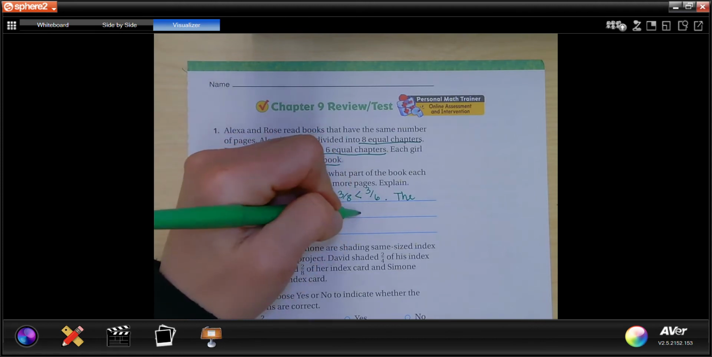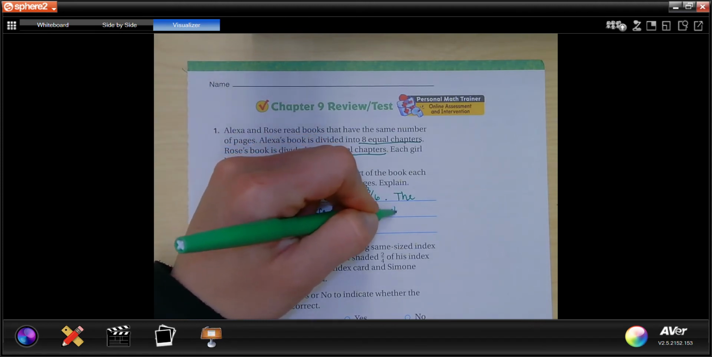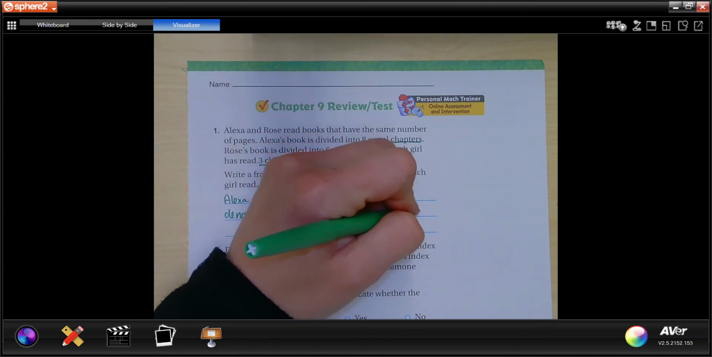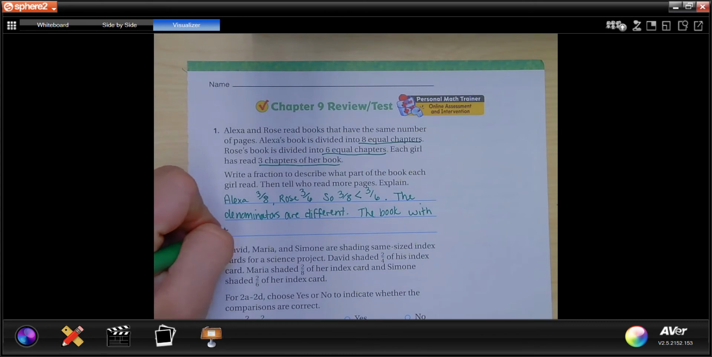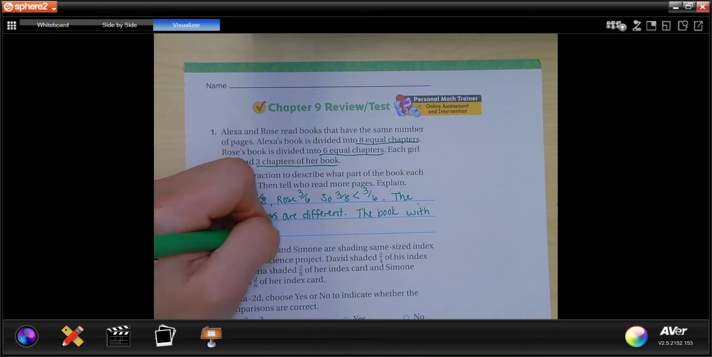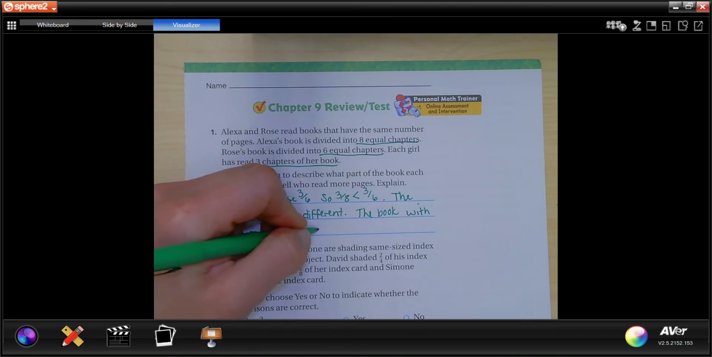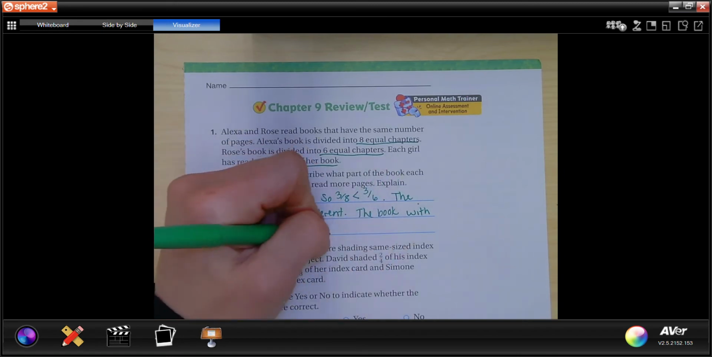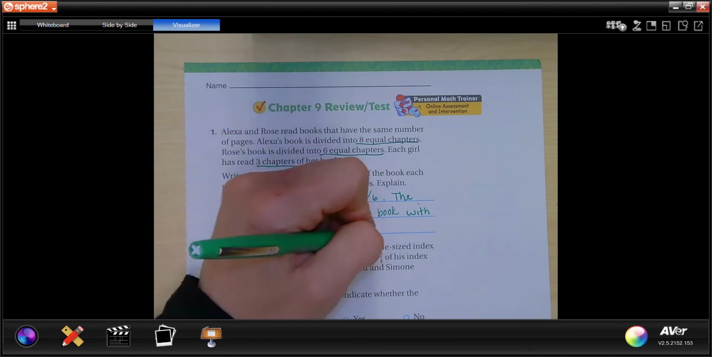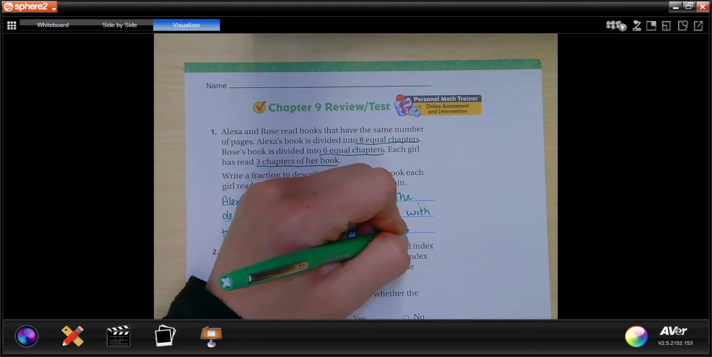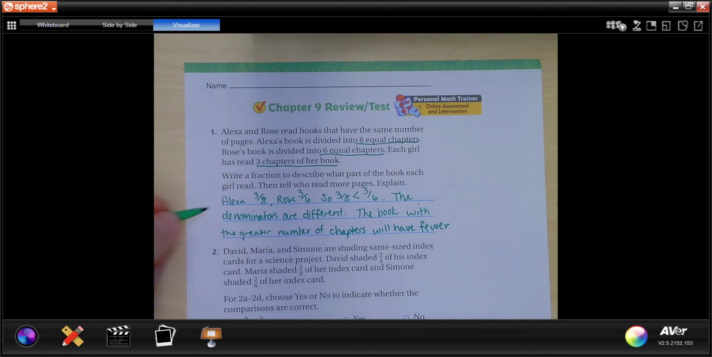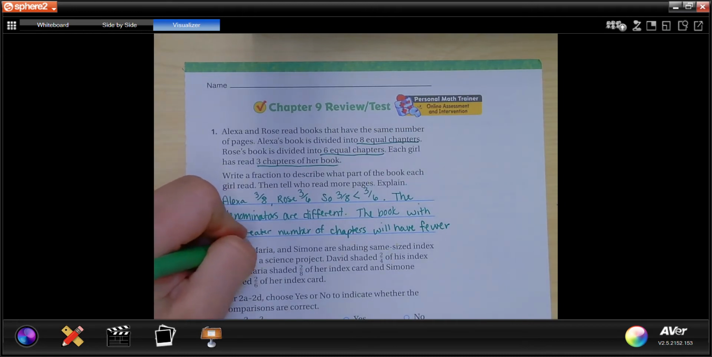We know that the book with greater number of, what? Of chapters will have fewer pages per chapter.